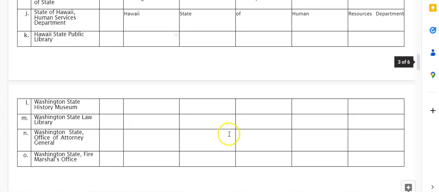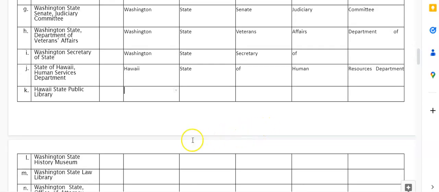You notice that there are a lot of these examples, and that's just because it is important for you to get these down. Okay, for this one, we have Hawaii State Public Library. The name of the state is Hawaii. State, and then Public and Library.